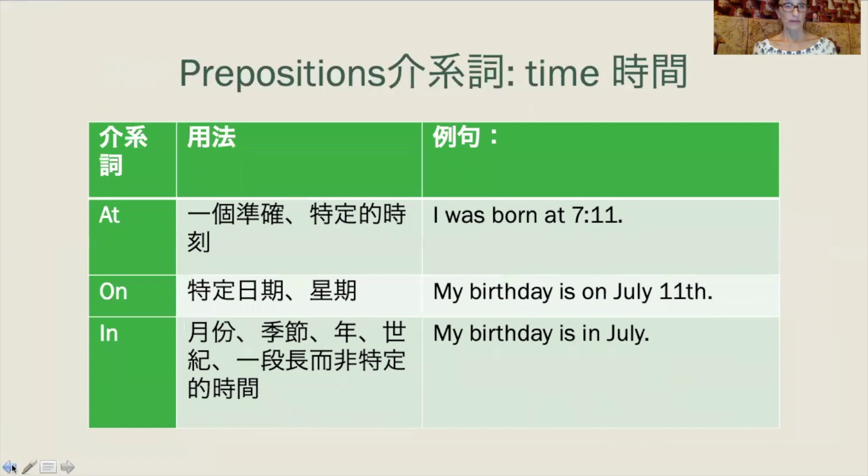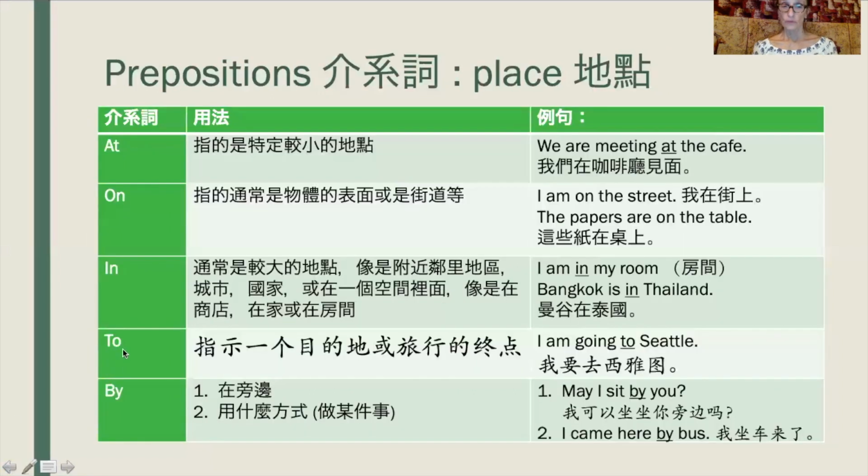I'm going to go back. To: this indicates, so the 指示 is a destination or a location, a 目的地 or endpoint to a trip. So 旅行的重点. I'm going to Seattle. I'm going to China. I'm going to a movie. Going to a place like a destination or a final destination, or just some intention to go someplace. 目的地.